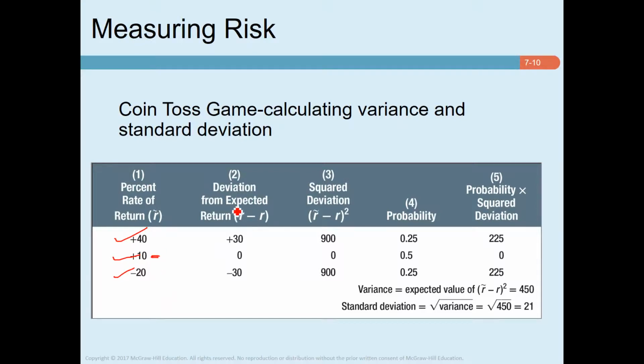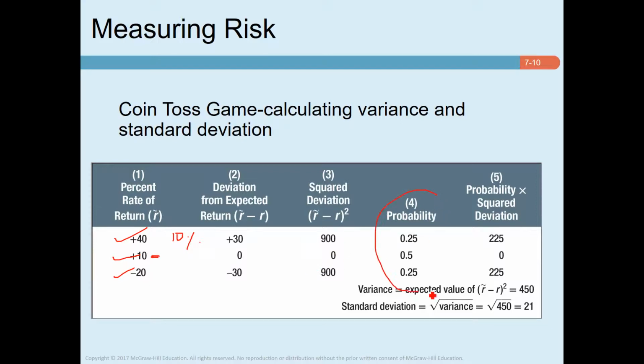Now the deviation between the expected return and the actual return. So 10% is our expected return and R is our actual return. In each case, we deduct the expected return from the individual return. The expected return once again is 10%. So 40% minus 10% is 30%, 10% minus 10% is 0, and minus 20% minus 10% is minus 30%. This is the deviation, and we square them to get squared deviations.